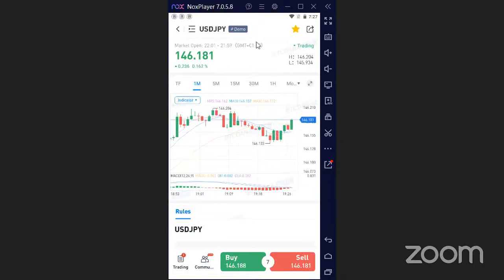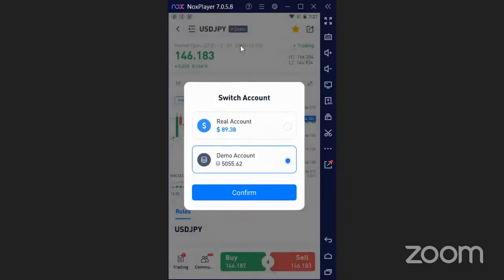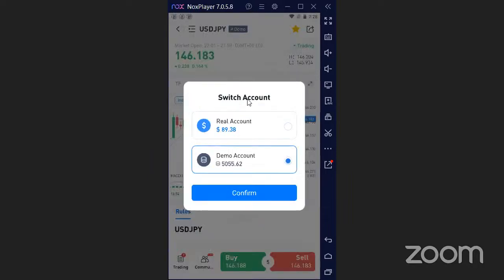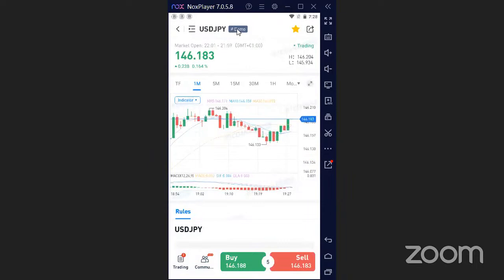So now we have the demo account. This demo account is for you to train yourself so that you know how to trade the forex market. That is why they have this demo account. And to get this demo account, all you have to do is just click on it. Click on this demo account. When you click on it, it's going to bring up an option box.